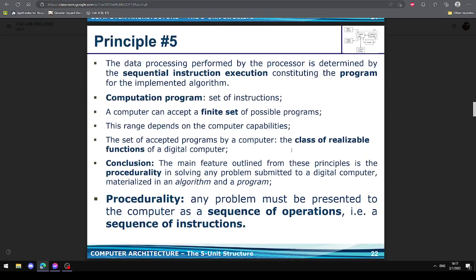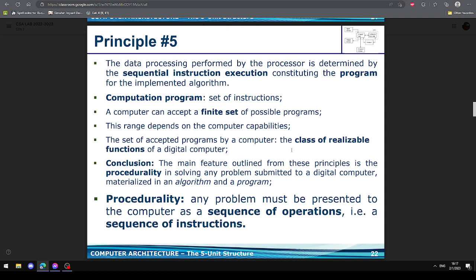Principle number 5. The data processing performed by the processor is determined by the sequential instruction execution, constituting the program for the implemented algorithm. So, a computation program is a set of instructions. A computer can accept a finite set of possible programs. This range depends on the computer capabilities. The set of accepted programs by a computer is the class of realizable functions of a digital computer.